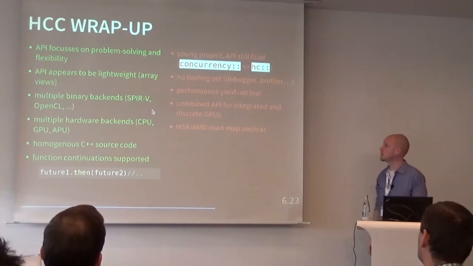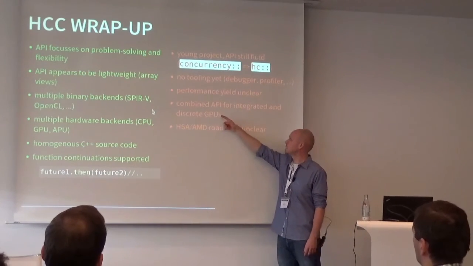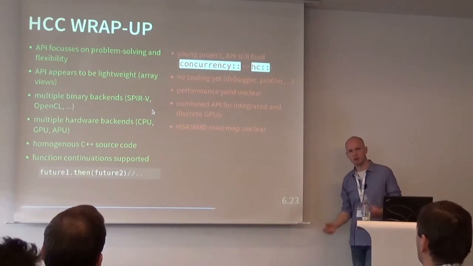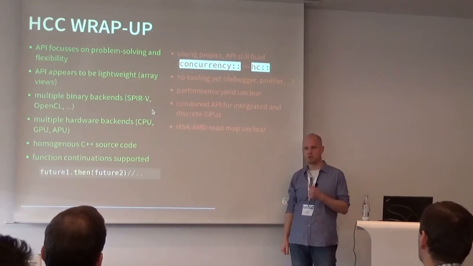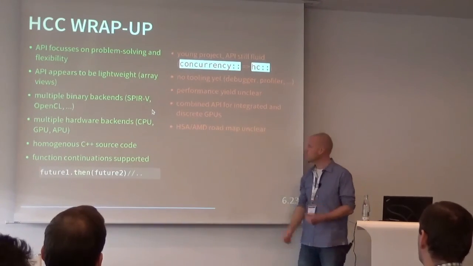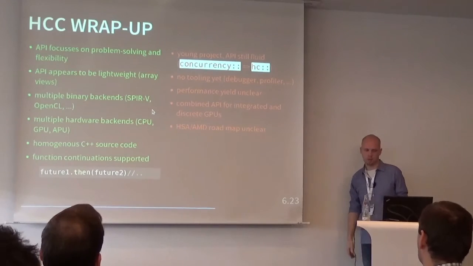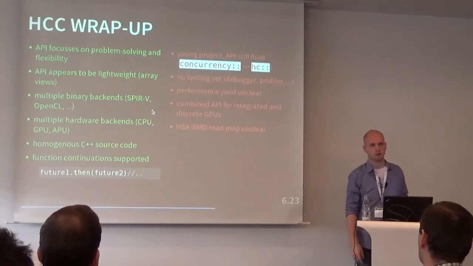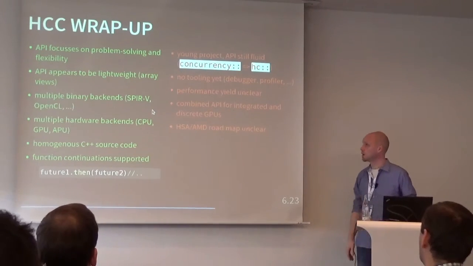Unfortunately, I didn't have time to do some performance measurements, which are possible with the API. The combined API for integrated and discrete GPUs I see as a problem because of the architectural differences. On an integrated GPU, I don't care about memory transfers. I simply don't. That's one of the reasons why I see this as problematic. So let's see how the API evolves. And this is my personal feeling, so forgive me for this. The HSA, the collaboration for the APUs, and AMD's roadmap are pretty much unclear to me. I mean, there are good products out there in terms of performance per dollar, but I simply don't know how it's going to evolve in terms of HPC.